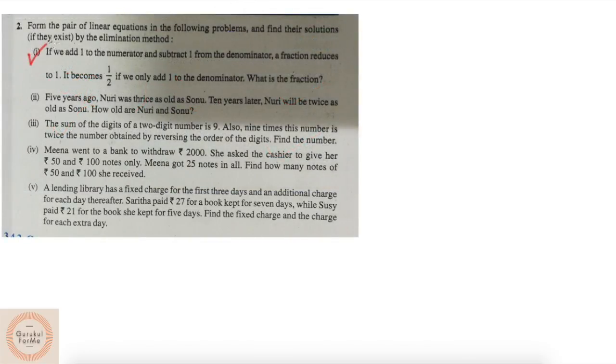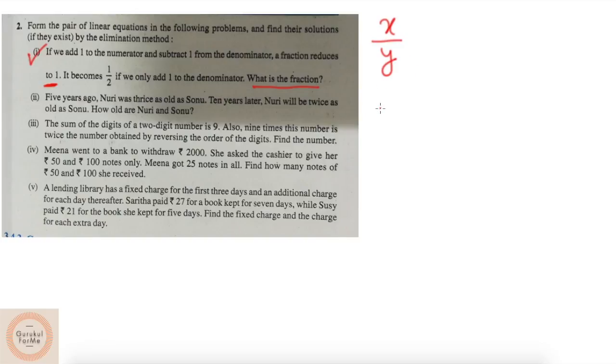Let's look at example number 1. If we add 1 to the numerator and subtract 1 from the denominator, the fraction reduces to 1. Remember, to 1. It becomes half if we add 1 to the denominator. What is the fraction? Brilliant. Okay, what is the fraction? x by y. You can take p by q, m by n, whatever alphabet you want to select. It's your choice. I love x and y, so I select x and y. That's the numerator and the denominator.